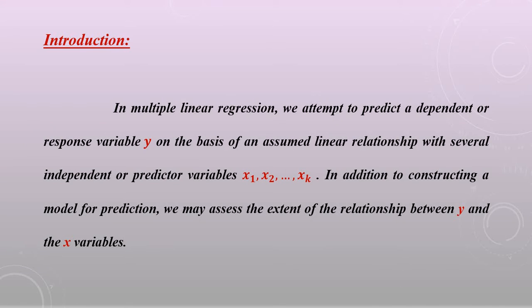In the multiple linear regression model, we attempt to predict a dependent or response variable y on the basis of an assumed linear relationship with several independent or predictor variables x1, x2 up to xk. In addition to constructing a model for prediction, we may assess the extent of the relationship between y and the x variables.